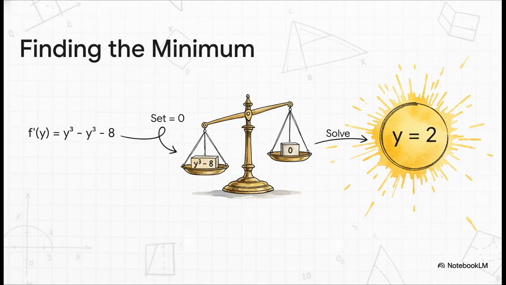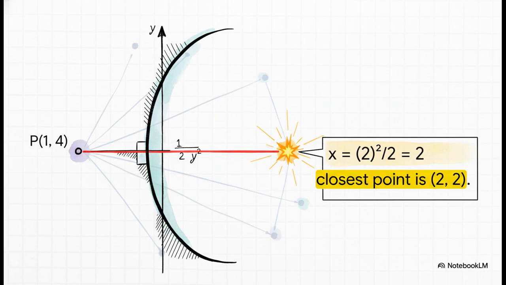Remember, finding where the derivative, or the slope, is 0 is how we find those potential minimums and maximums, those flat spots on the graph. A quick solve here, and it's clear. y has to be 2. The last step is a piece of cake. We just need the x-coordinate that goes with our y. So we plug our solution, y = 2, back into the original parabola equation. So x = 2²/2, which is just 2.